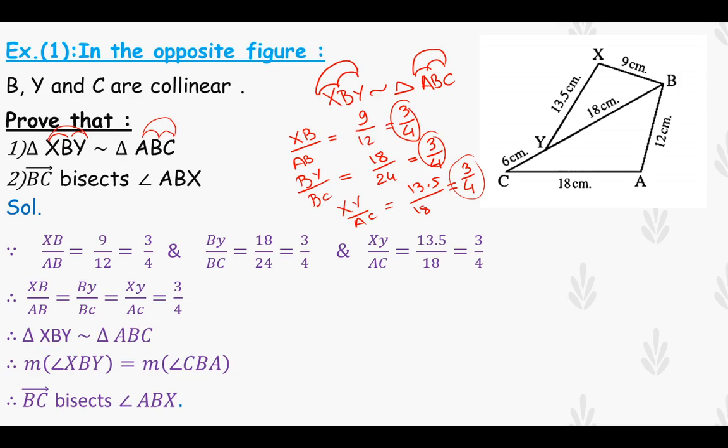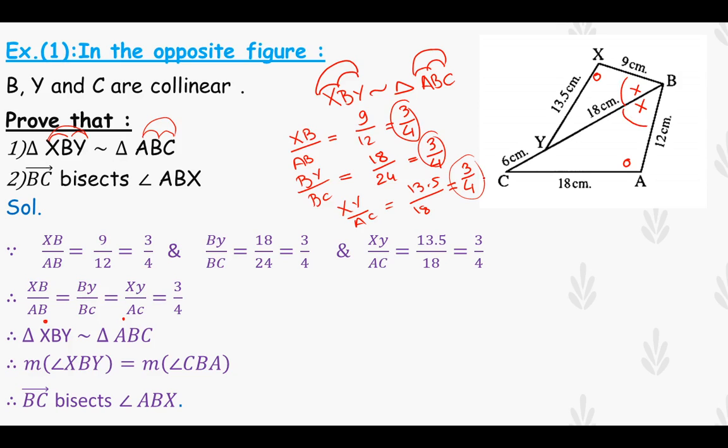And from similarity, you can find that the measure of angle X in the first triangle is equal to the measure of angle A in the second triangle. So we will write measure of angle X equals measure of angle A. And measure of angle XBY is equal to measure of angle ABC. So here the two angles are equal in measure.